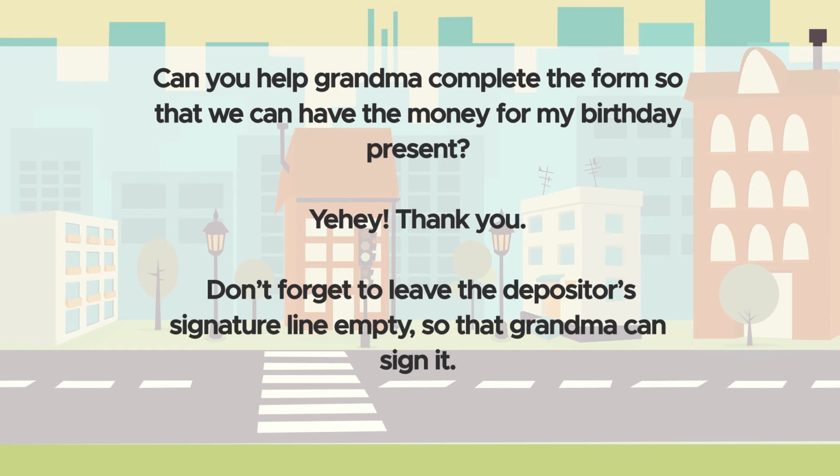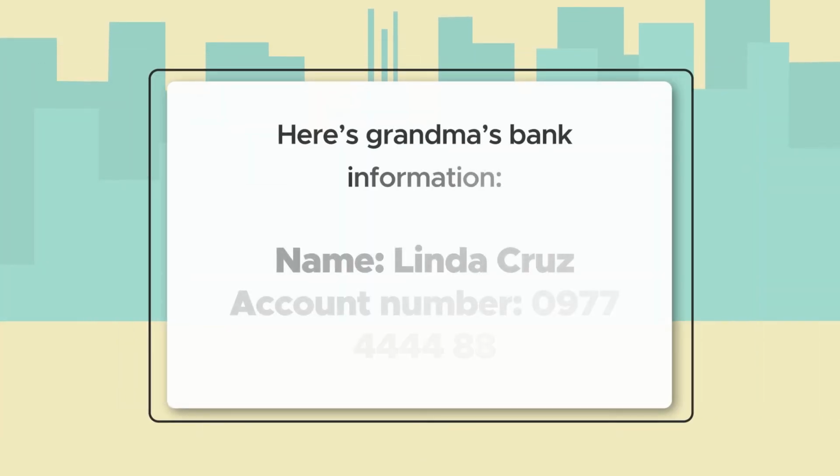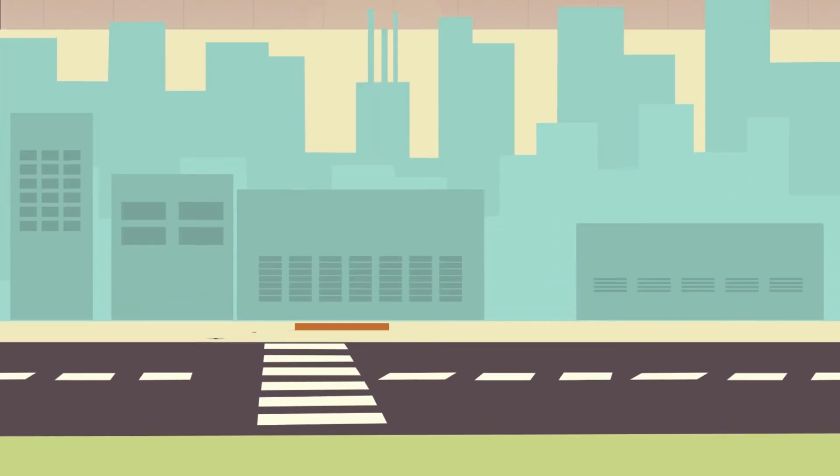Yay! Thank you! Don't forget to leave the depositor's signature line empty so that Grandma can sign it. Here's Grandma's bank information. Name, Linda Cruz. Account number, 0977-444488. This time, kids, we read the selection all together.